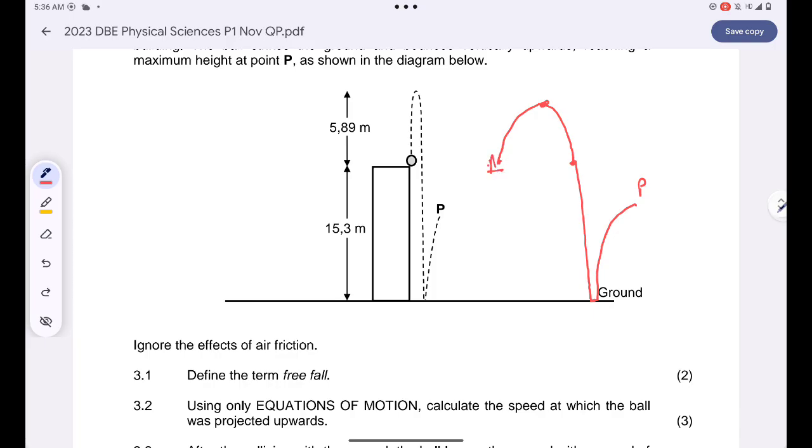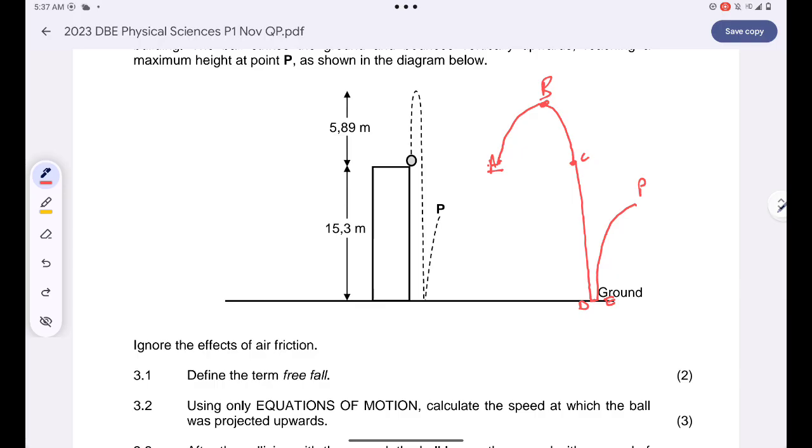Let's say this is point A. The point of projection is point A. Maximum height is point B. Whenever the ball passes the same point of projection, let's call it point C. And whenever it reaches the ground, let's call it point D. When it leaves the ground to the maximum height, let's call that point E. And then point P is at the maximum height. We are asked to use the equations of motion to calculate the speed at which the ball was projected.